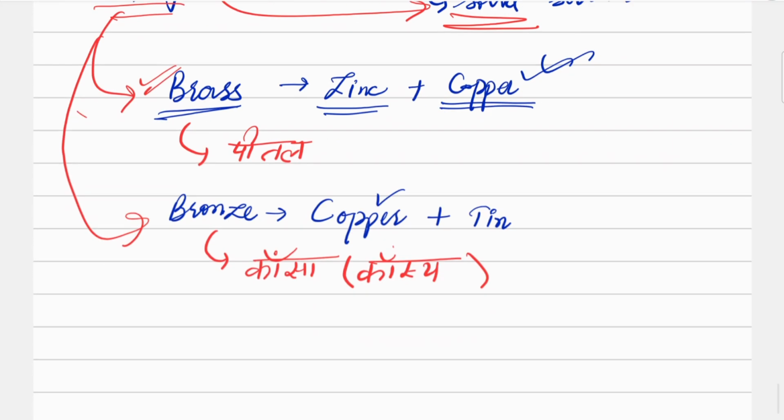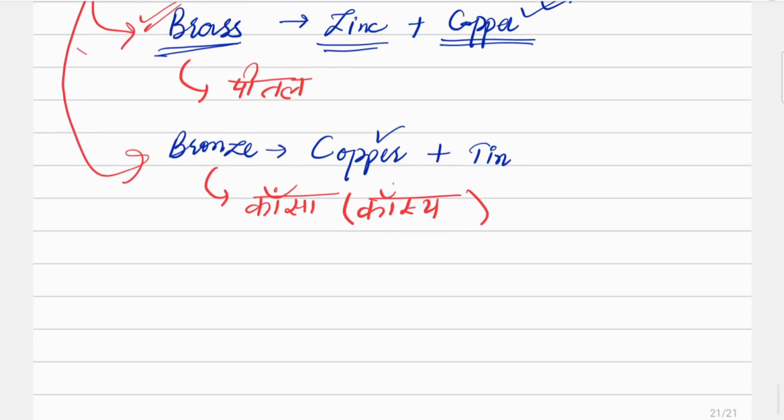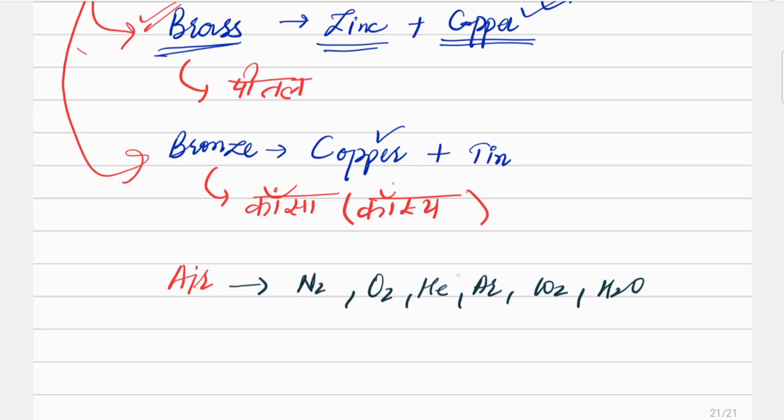There is a gaseous solution also. Okay, so if we talk about air, we have air around us. What is that air? It is a mixture of nitrogen gas, oxygen gas, and other gases also, like helium, argon, carbon dioxide, and water vapors. But these are in traces, very little amount. Mostly nitrogen and oxygen are there.